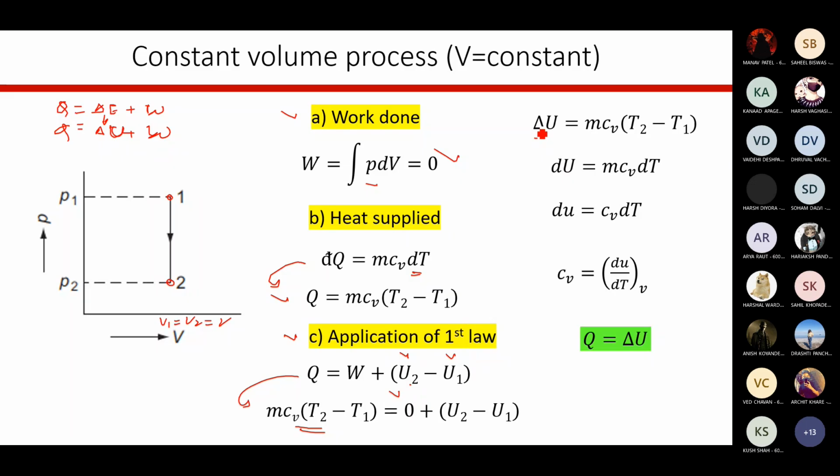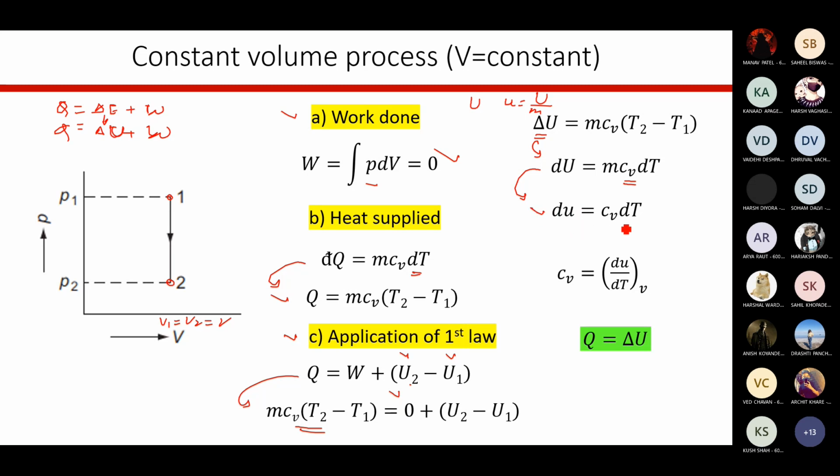Now moving further, for this U2 minus U1, I am just writing delta U, the change in internal energy. So delta U is nothing but m Cv (T2 minus T1), right? So in differential form, I can write dU is equal to m Cv dT, right? And for a per unit mass basis, this is the total internal energy, and small u is the energy per unit mass, U by m, right? So if I write dU by m here, that is nothing but the small du.